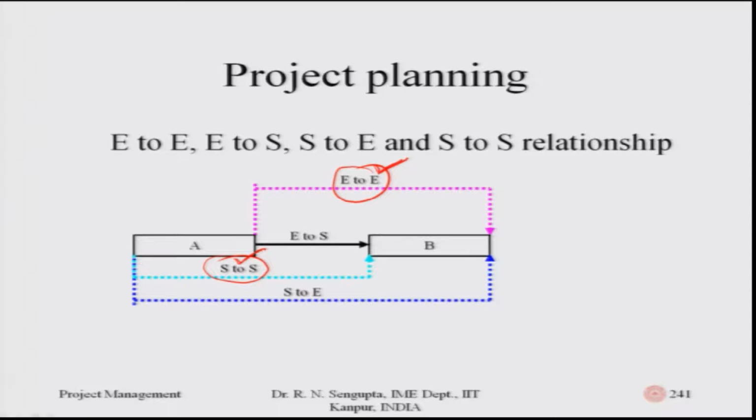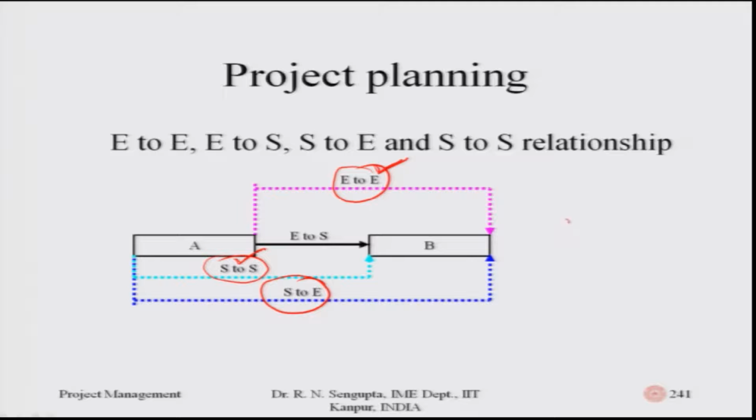And the last concept is start to end, which means that the starting of A and the ending of B are linked together. It does not mention when A would end or when B will start. That relationship is not mentioned. Only the start and end concept between A and B is required.